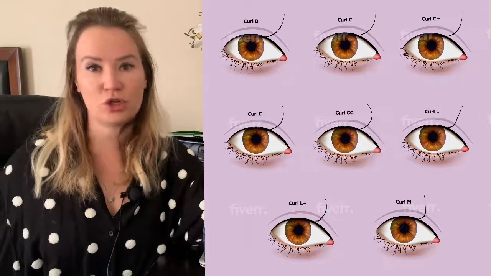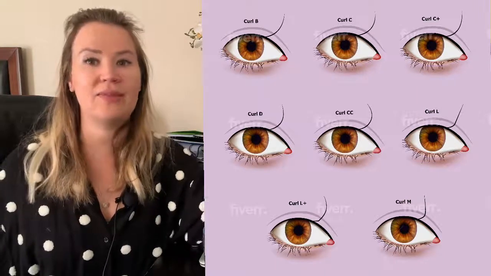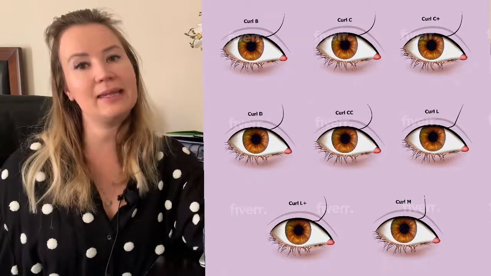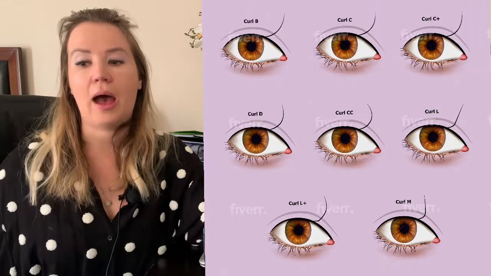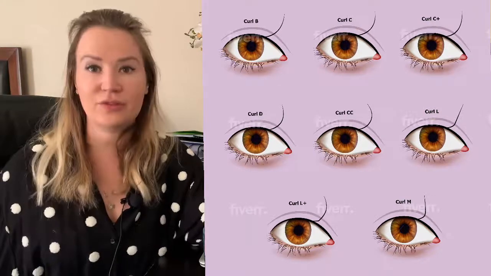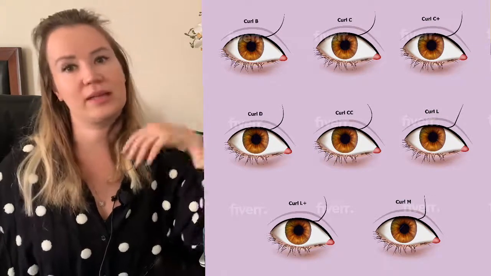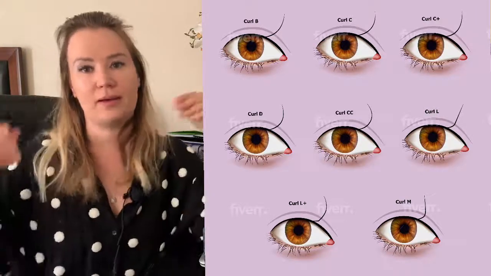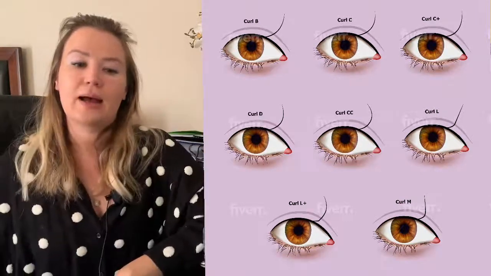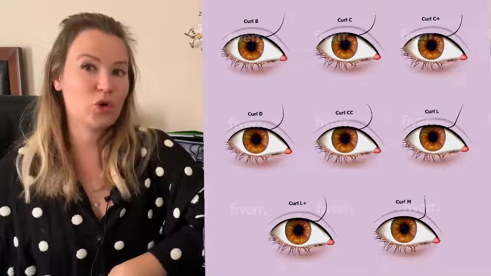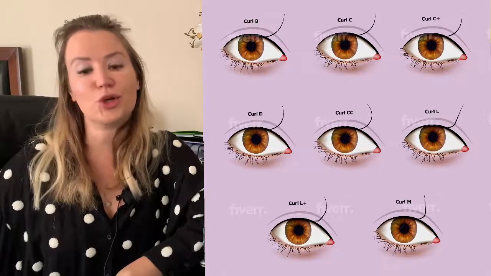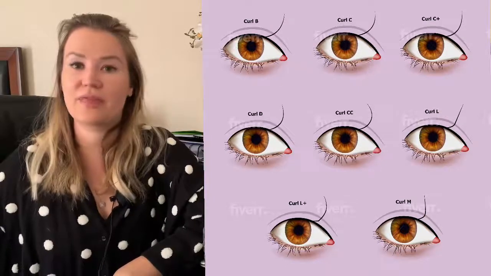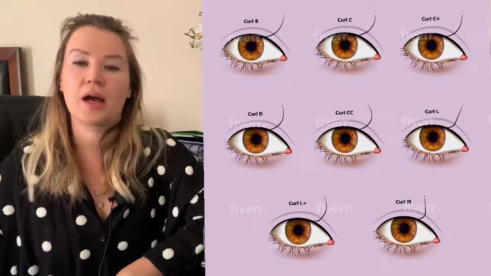Now the L plus curl is a mix between the L and the D curl. So it has a slightly more curved angle at the bend. However, it still has that nice lifting effect that the L curl has, which is really nice. So it's good for lifting up hooded eyes as well. The M curl is also one of the newer curls, and it comes from the same family as the L and L plus curls. It also has the same benefit of awesome retention and not as sharp of a bend as the L curl.